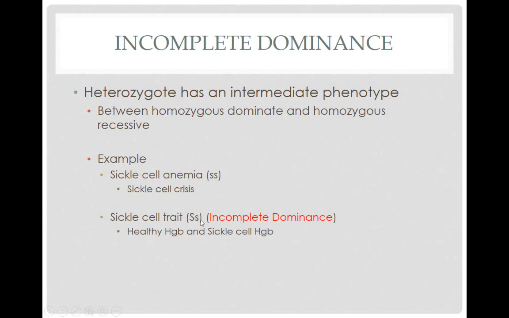Not one or the other is dominant over the other, which normally we would see that, right? Normally if we had this capital S right here, that would be dominant, right? And that is not the case here, because we are clearly making healthy and unhealthy hemoglobin, so that's considered incomplete dominance.